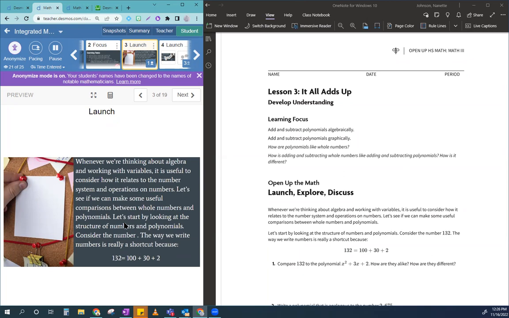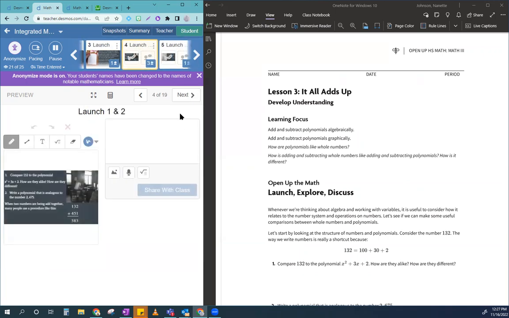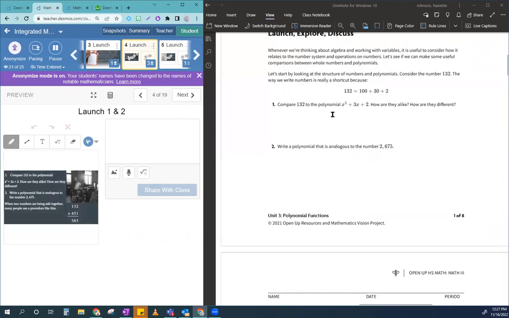So your brain, I need it to say, how are these the same? How are these different? Let's start by looking at the structure of numbers and polynomials. Consider the number 132. The way we write numbers is really a shortcut, because 132 is really 100 plus 30 plus 2. And you guys are like, seriously, Miss Johnson? This is like back in 2nd grade. Exactly. So I need you to pull back into 2nd grade. It says compare 132 to the polynomial x squared plus 3x plus 2. How are they alike and how are they different?